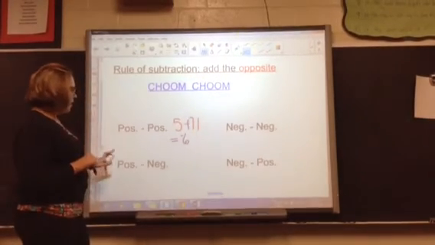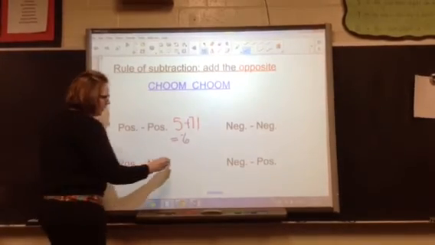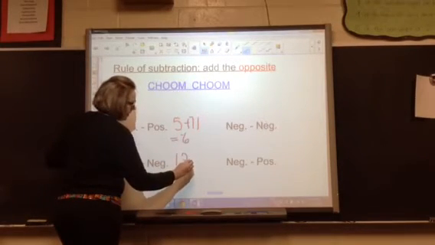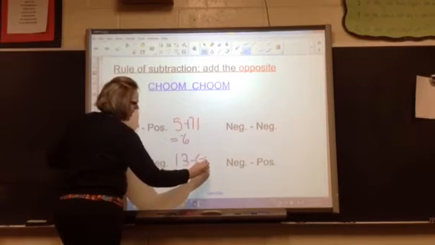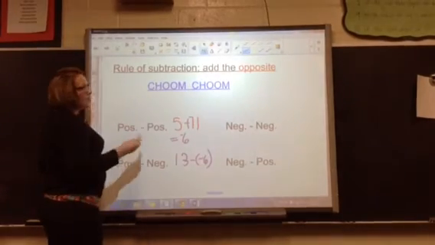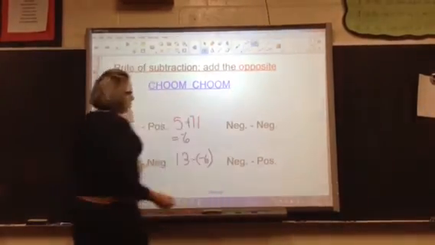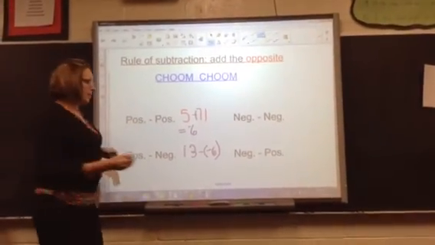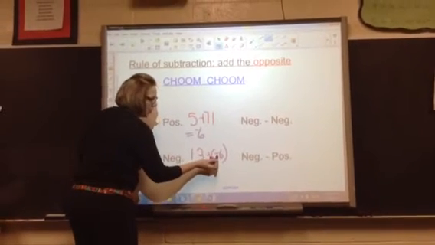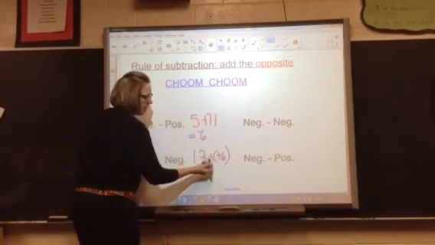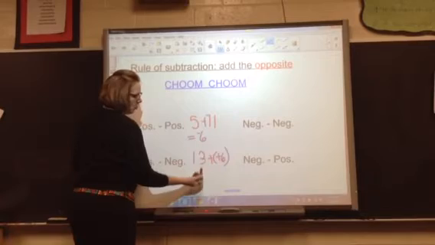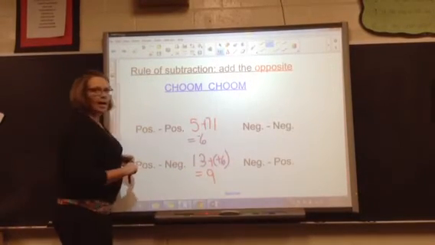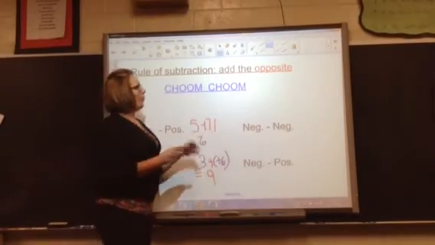Let's try a positive minus a negative. How about 13 minus a negative 6? Okay, so again, I'm going to turn the subtraction into addition. I want to add the opposite. Add, and then change this negative to a positive. Add the opposite. Chum chum. 13 plus 6 equals 19.